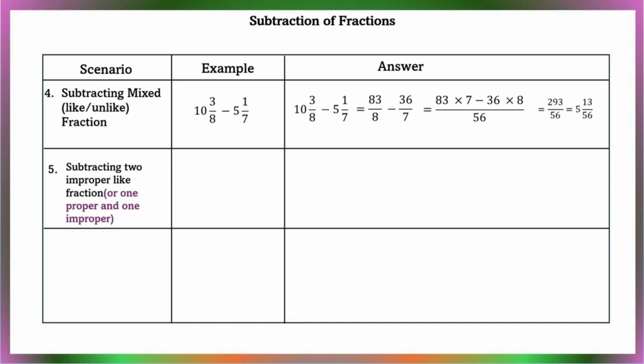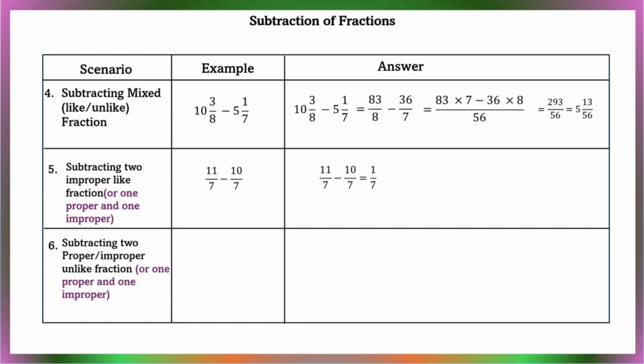Scenario 5. Subtracting two improper like fractions. When we subtract like fractions, we simply subtract the numerators and keep the denominators the same and simplify the answer if needed. Scenario 6. Subtracting two proper or improper unlike fractions. Find the LCM of the denominators to make the fraction have a common denominator. After that, subtract the fractions and simplify the answer if needed.